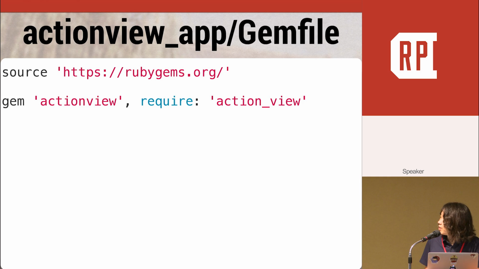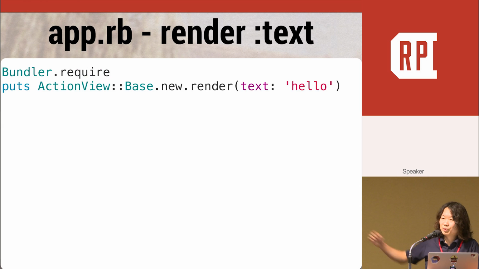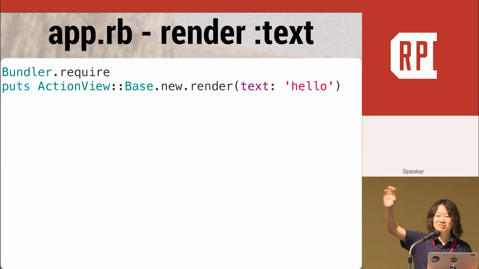Firstly, create a Gemfile, and maybe something like this should work, right? Just create an instance of ActionView Base, which should supposedly respond to render method. We can call render text. It's so simple. So do you think this works? Please raise a hand if you think this should work. Please raise a hand. Thank you. All right. Let me try.